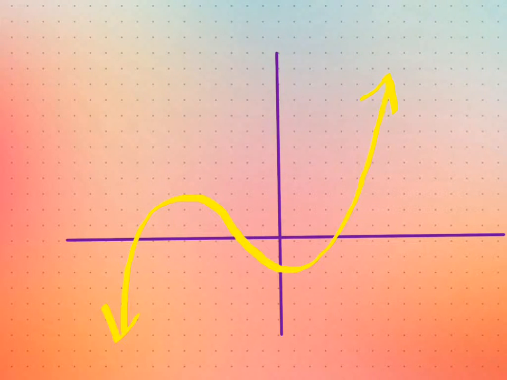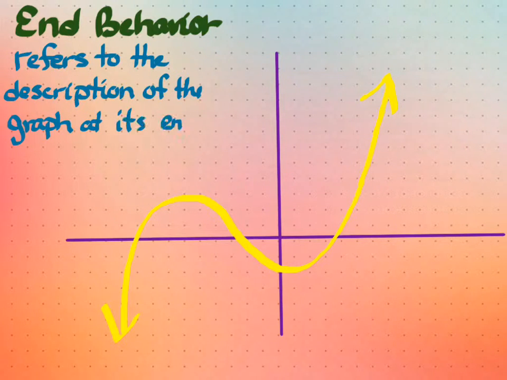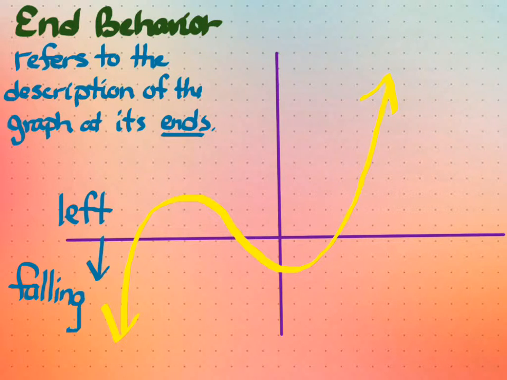So if we have a polynomial function that looks like a smooth curve as we see here, we're going to notice some things about the end behavior. And what it refers to is the description of the graph at its ends. So right here and right here. The left side is falling, so if we were going to describe what was going on, we would say the right side is rising.